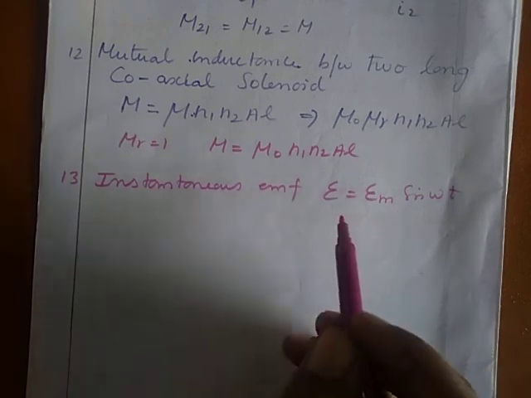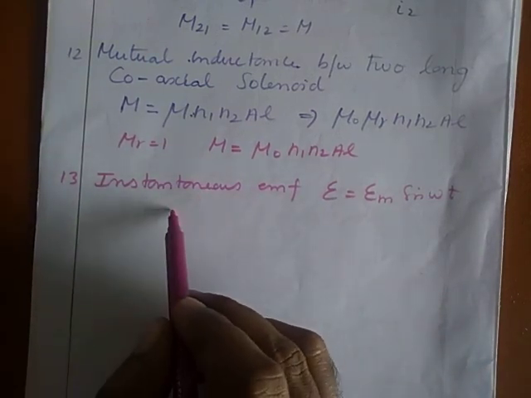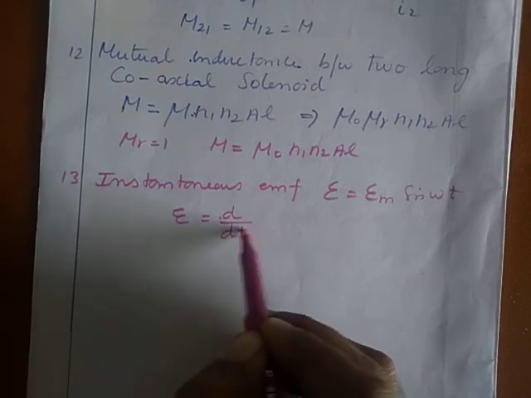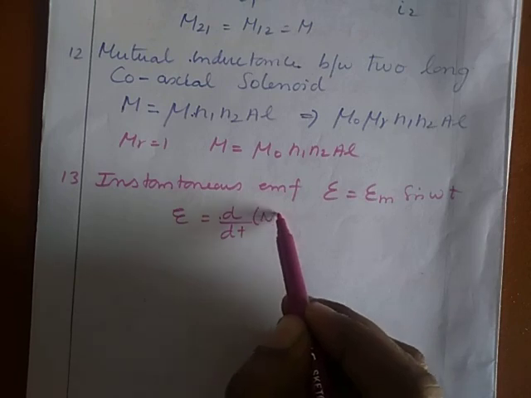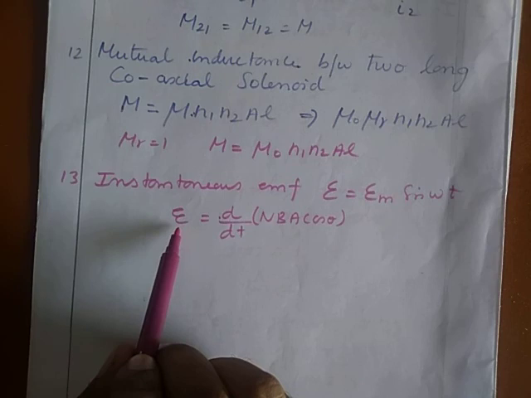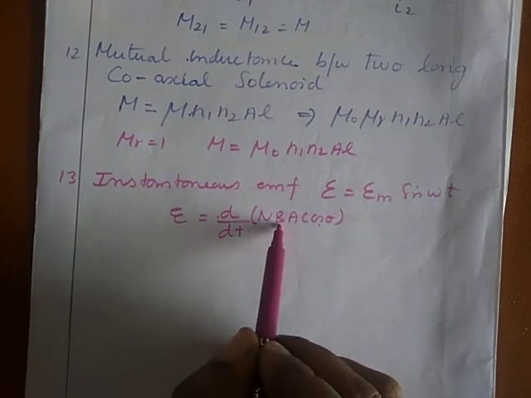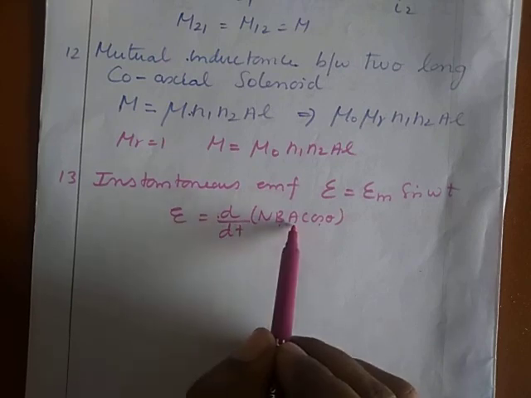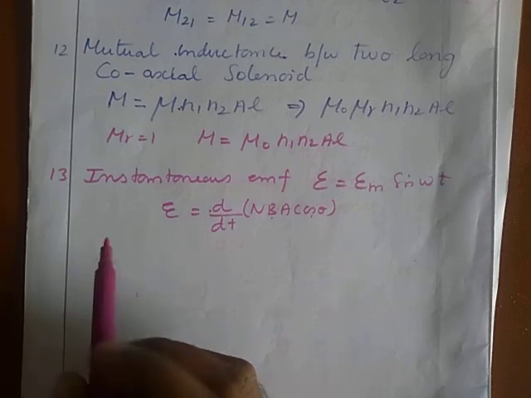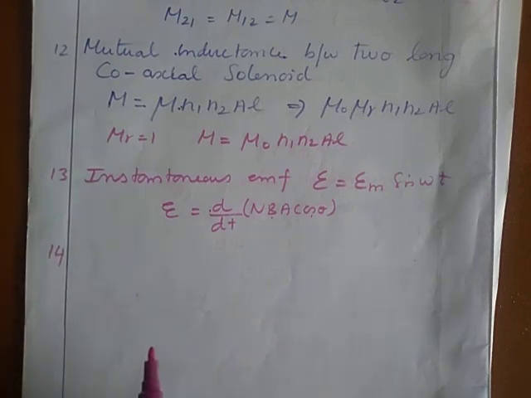This EMF is from the equation psi is equal to d by dt of phi, where phi becomes NBA cos theta. EMF can be produced by changing the orientation of the coil, by changing the magnetic field, or by changing the area of the coil. Okay, then next, let us go to the transformer section. 21, transformer.